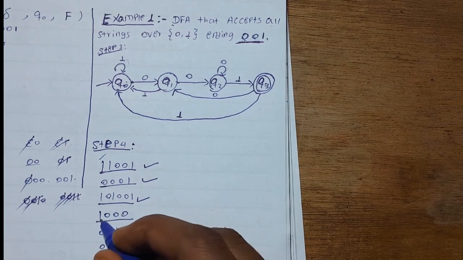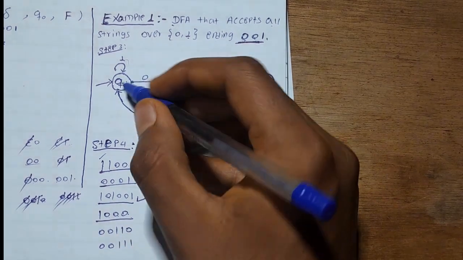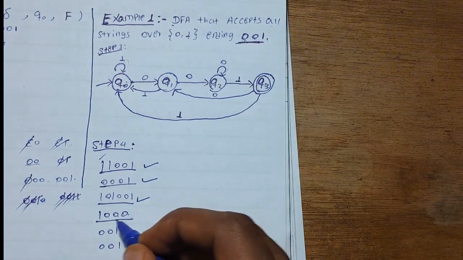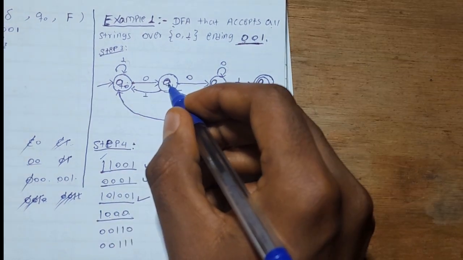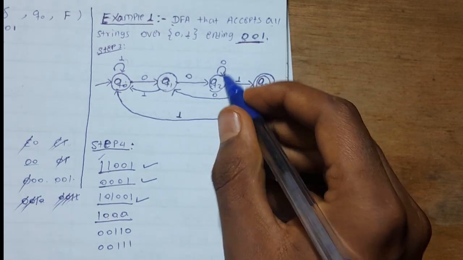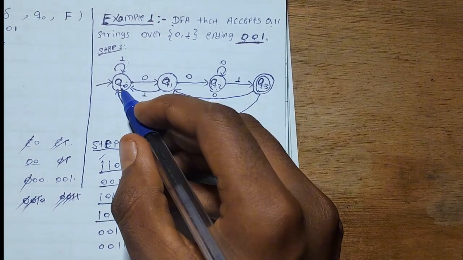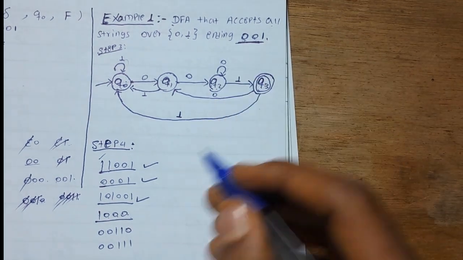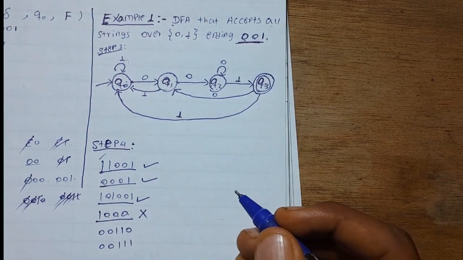And let's check for 1 0 0 0. With 1 it goes from the initial state to itself, and with 0 goes to Q1, and with another 0 goes to Q2, and finally with 0 stays in Q2. It started from the initial state but ended in Q2, which is not the final state, so this will be rejected.